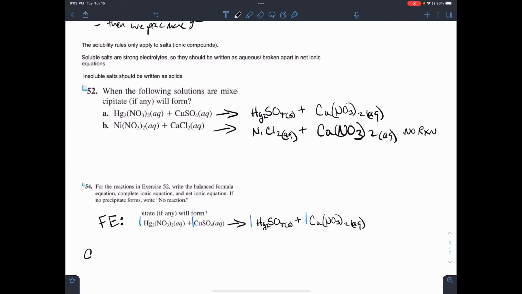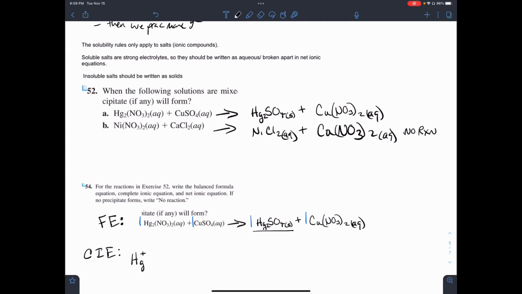Now I need to write the complete ionic equation. In the complete ionic equation, I will show the ions separating if they are aqueous. If the solute is a solid, I will not separate the ions. So here I will not be separating the Hg2SO4, but everything else will separate. Mercury is the first thing I'll write. I have to write it with its charge. We already determined it had a +1 charge.